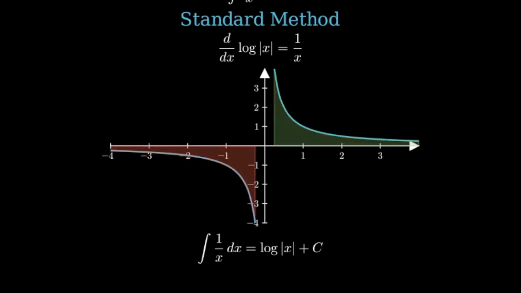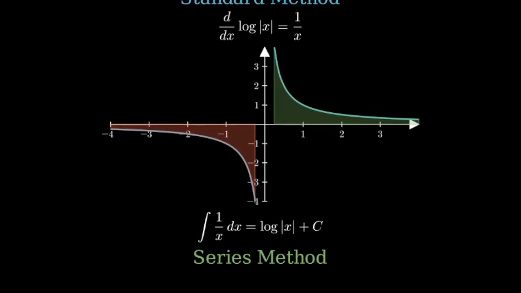The natural log is only defined for positive numbers, but our integrand 1 over x is defined for both positive and negative x except at 0. The absolute value ensures our result works for both positive and negative x. Now let's solve this using the series method.